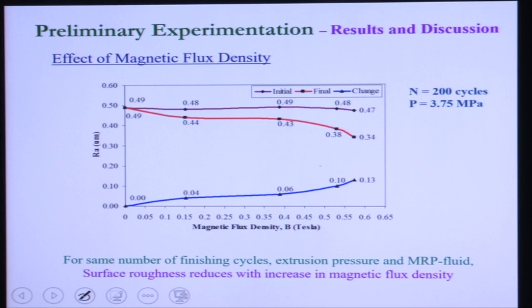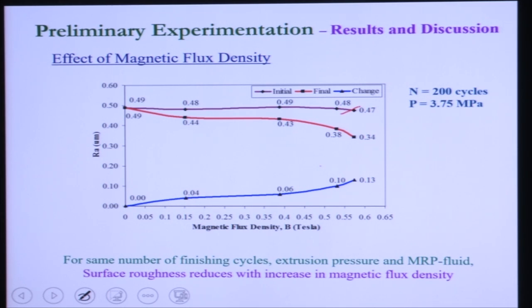So, first we are going to show the effect of magnetic flux density on the change in surface roughness. You can see here this is the initial surface roughness: 0.49, 0.48, 0.49, 0.48, and again 0.47.